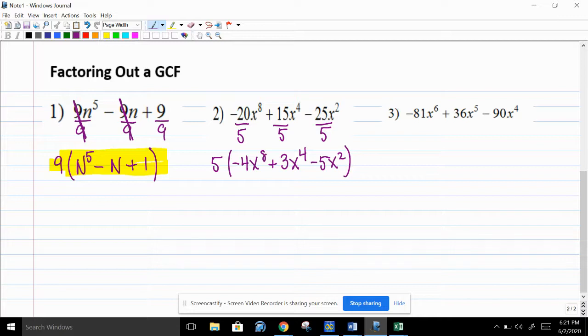Now I'm going to take a look at the variables. I have an x to the 8th, I have an x to the 4th, I have an x to the 2nd. You can only take away what they all have. You can't take x to the 8th out. You can't factor that out because while that first term has 8 factors of x, this second term only has 4 factors of x. That last term only has 2 factors of x. You can only take away what they all have. In this case, they all have x to the 2nd. They all have at least 2 x's.